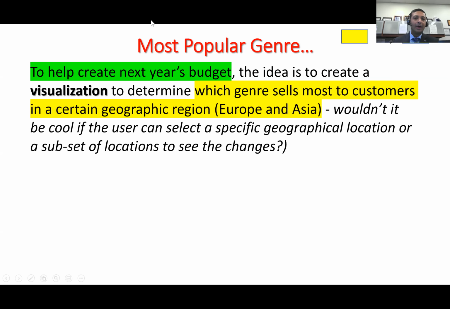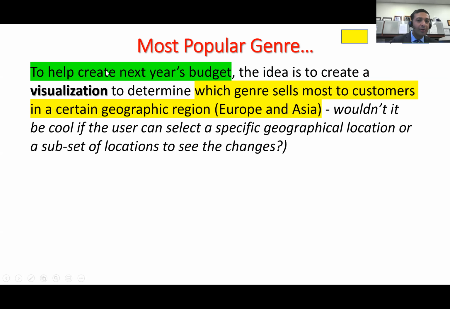So as an example, the most popular genre is a broad way of asking the question. If you dig deeper into it, in essence, what you're asking is to help create next year's budget. The idea is to create a visualization to determine which genre sells most to customers in a certain geographic region. Let's say it's Europe and Asia. There are multiple geographic regions available in the data set. Let's suppose we are concentrating on Europe and Asia, or only Europe. So the idea is to create a visualization to determine which genre sells most to customers in that certain geographic region.